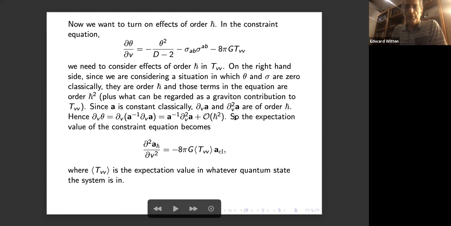Well, the term that survives in order h bar is minus 8 pi g times the expectation value of tvv times the classical a. In other words, in dv of theta, after pulling out a, I can replace this a by the classical a, because this term is already proportional to h bar, so I don't need a quantum correction here. And then I move a inverse to the right-hand side and replace it by the classical a. So the constraint equation in order h bar turns into this.